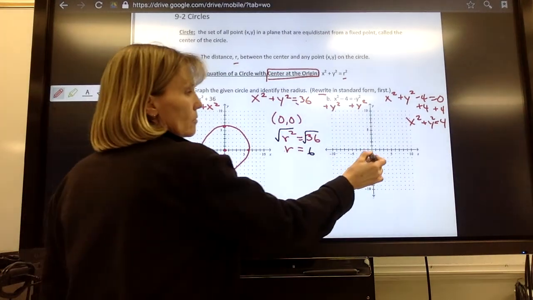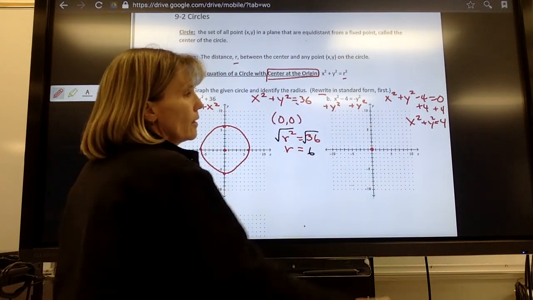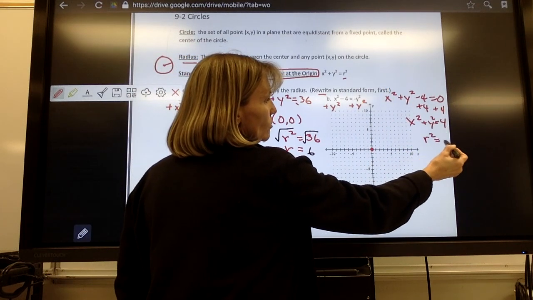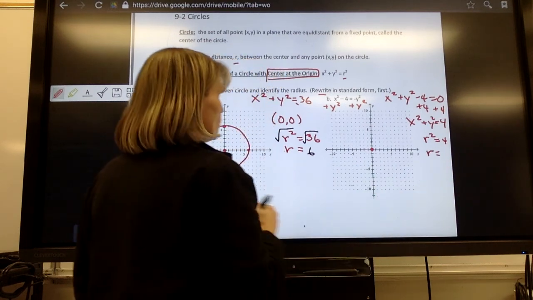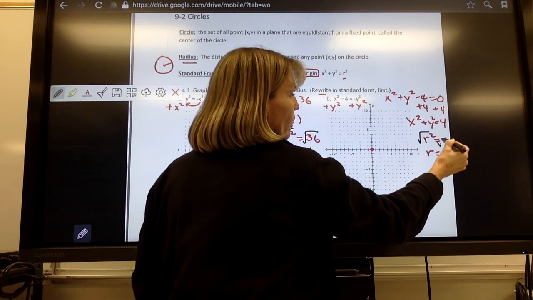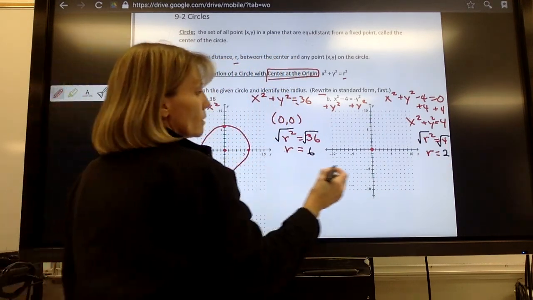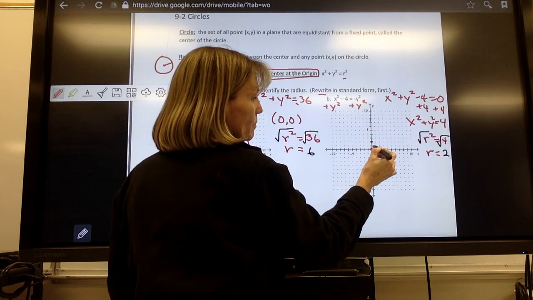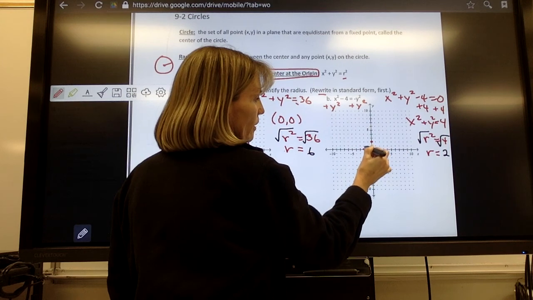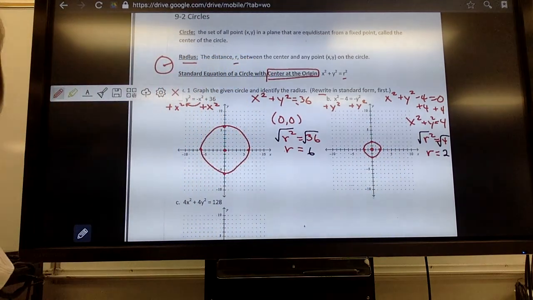Okay, the center is at 0, 0 again. And the radius squared now, that value is equal to r squared. That equals 4. So what does r equal? Okay, I'm going to take the square root of both sides, and I'm going to get a radius of 2. Okay, so I would just measure up 2, go 2 to the right, 2 down, 2 to the left, and I'm going to make that circle. Okay, do the best you can to make it a circle.